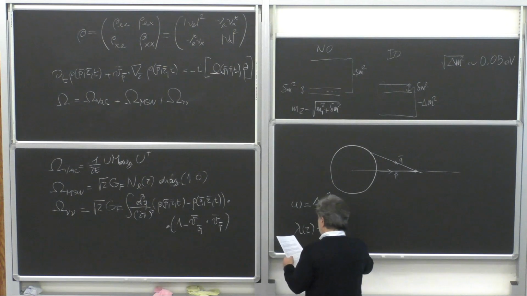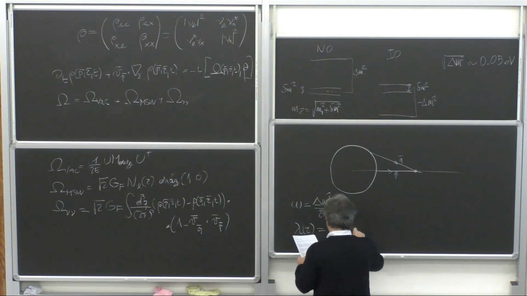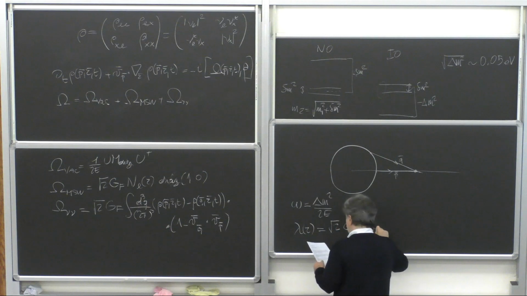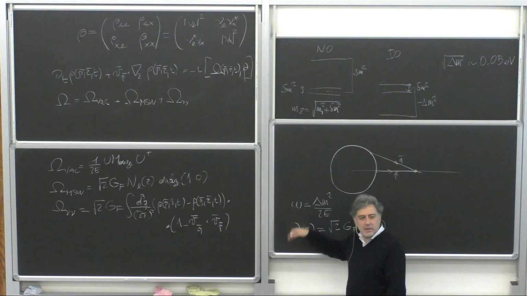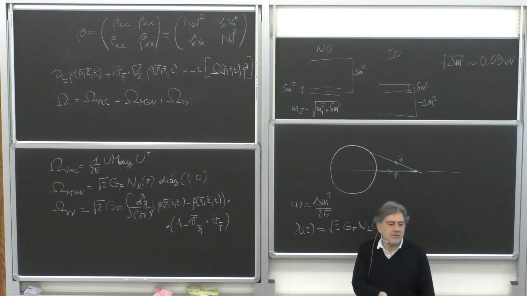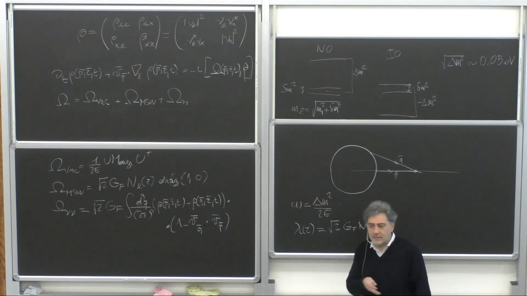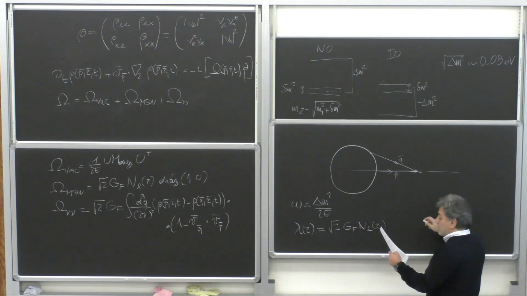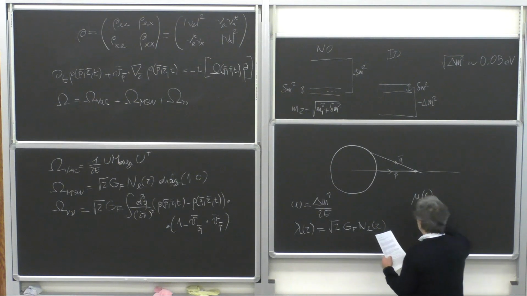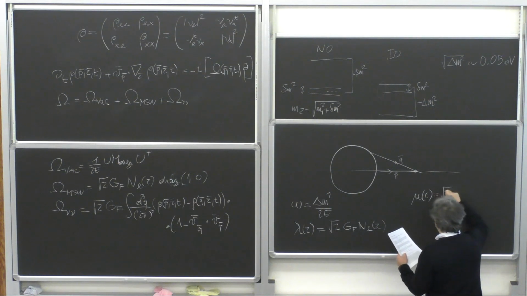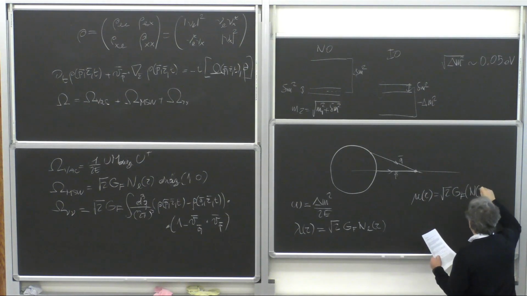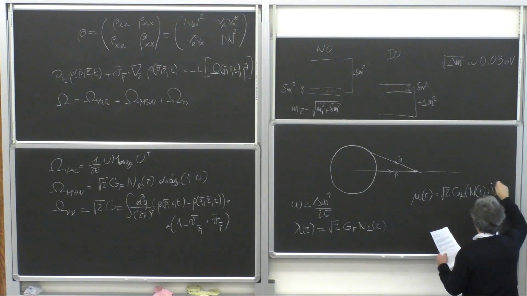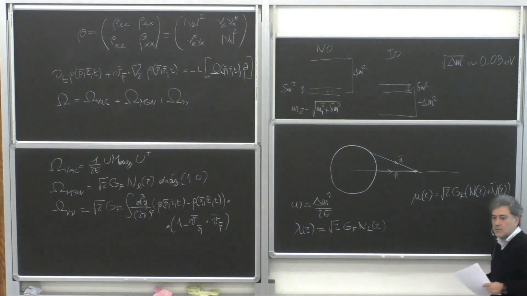matter potential, square root of 2 G_F n_e of r. This is also a frequency, so we can compare the two. When these two frequencies are of the same order, matter effects are important. But we can also introduce another frequency in the problem, the square root of 2 G_F, related to the neutrino self-interaction, times the neutrino plus antineutrino density.